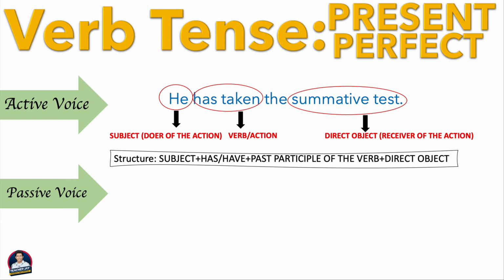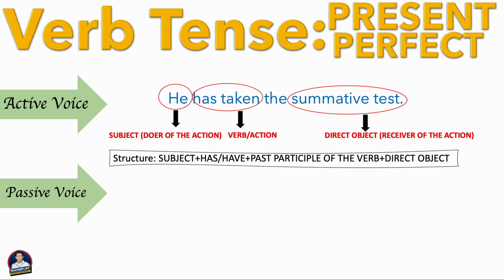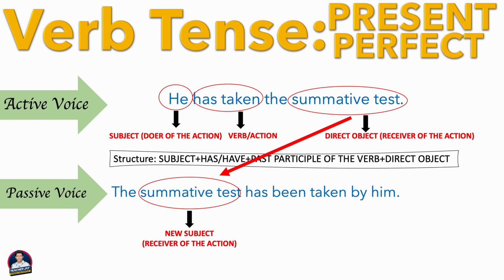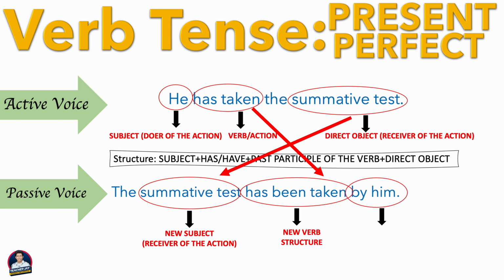To change this active voice into passive voice, the subject and the direct object will exchange their places. So for passive voice, this will become: the summative test has been taken by him. So in this example, we have the new subject summative test, and its role also changes. Our new subject now is not the one performing the action, but only receives the action, which is has been taken. And we also have a new verb structure here, from has taken to has been taken, and the doer of the action, by him.